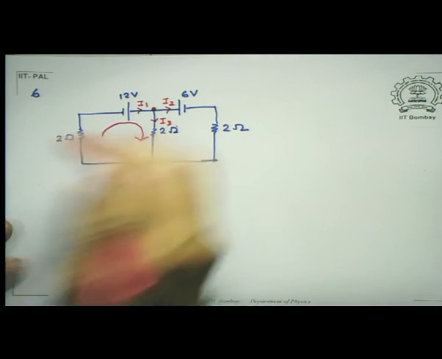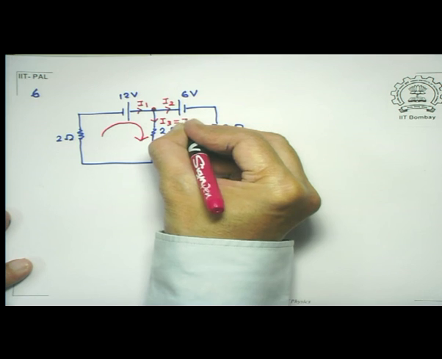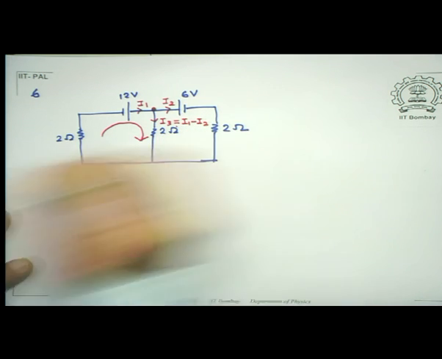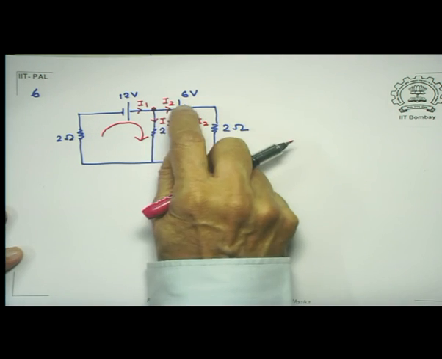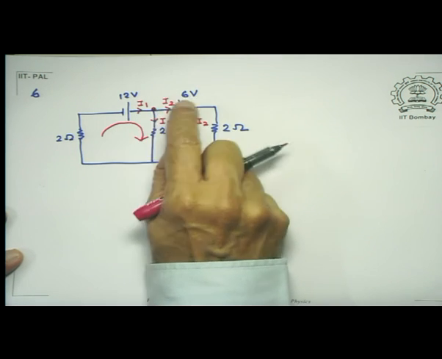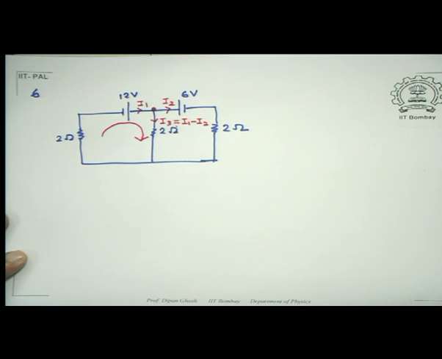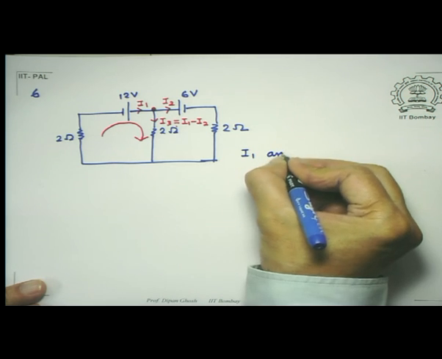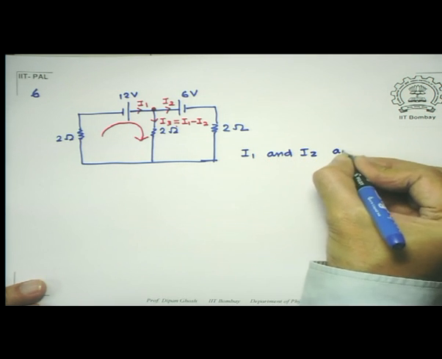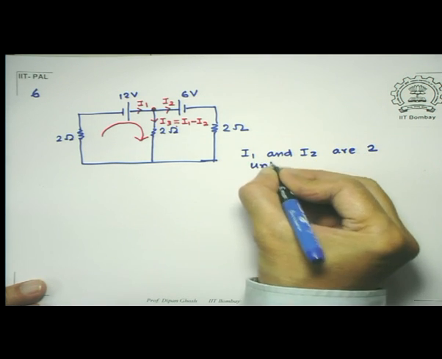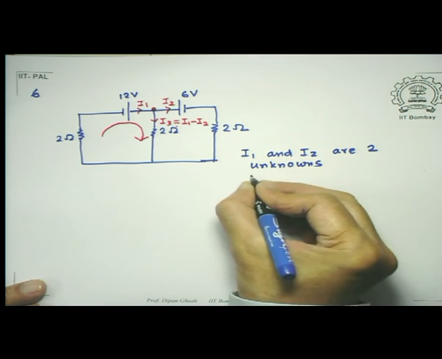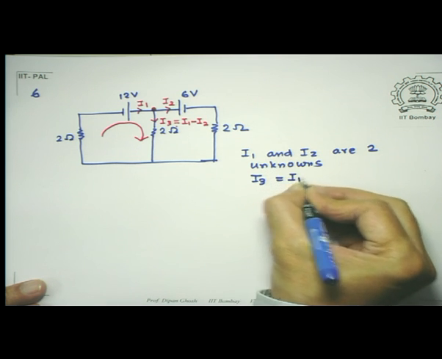But I notice this I3 must be equal to I1 minus I2, because I1 coming in, I2 going out, so I've got net coming in is I1 minus I2, so net going out through this must be I1 minus I2. Okay. Having done that, I have got 2 unknowns, which are I1 and I2. So I1 and I2 are 2 unknowns, and I3 is known already because it is nothing but I1 minus I2.